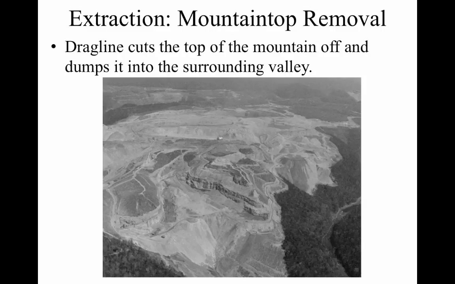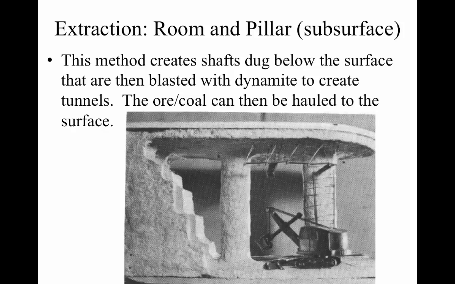Mountaintop removal, this is just cutting the top of a mountain off and dumping all that material. All the leftover spoils, as they're called, which does not contain the mineral, is just moved and dumped somewhere else. So you can see they've removed the entire top of a mountain in that one.